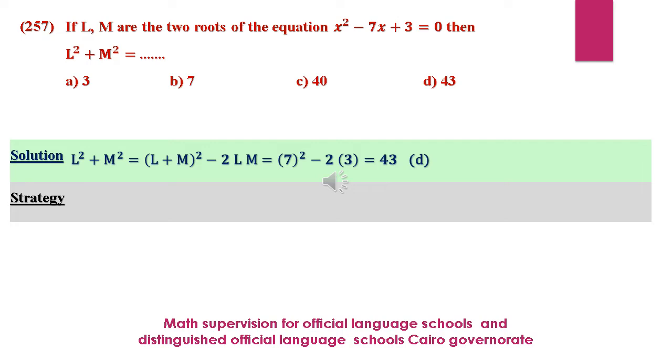From this equation, we get the sum of roots L plus M equals negative coefficient of x over coefficient of x squared, which is 7. Product of roots LM equals the absolute term, which is 3, over the coefficient of x squared, which is 1, equals 3. So L plus M is 7 to the power 2, minus 2LM, minus 2 times 3. 49 minus 6 equals 43.